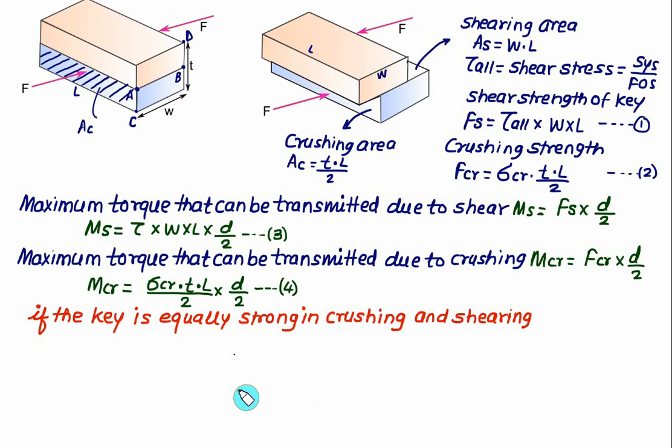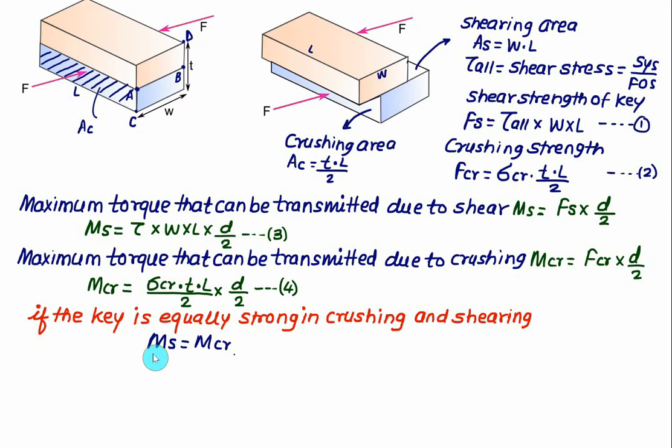So if the key is equally strong in crushing and shearing, in that case we can equate Ms, the maximum torque that can be transmitted due to shear, with MCR, the maximum torque that can be transmitted due to crushing. So if we equate Ms with MCR, it means the key is equally strong in crushing as well as shearing.